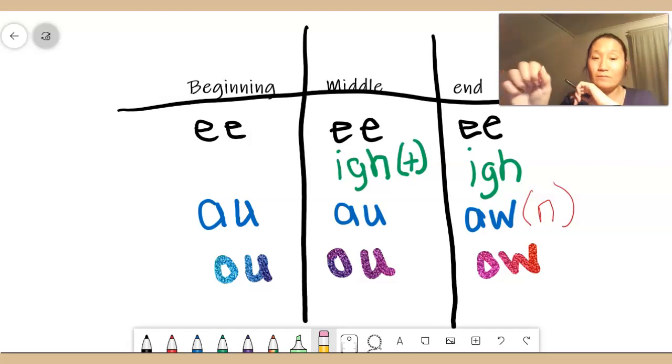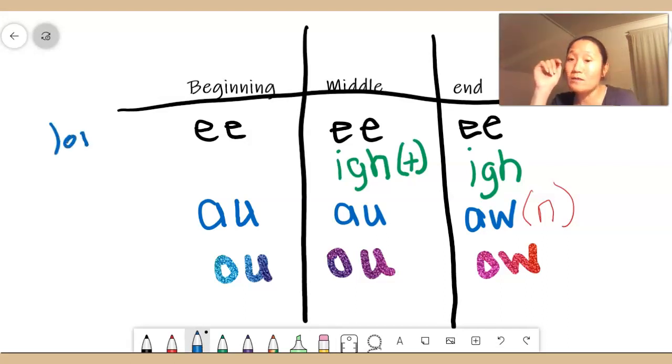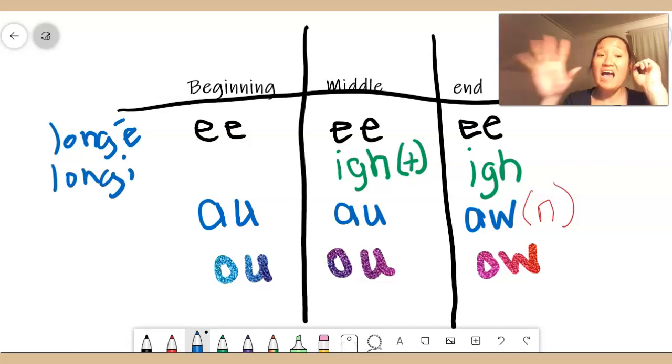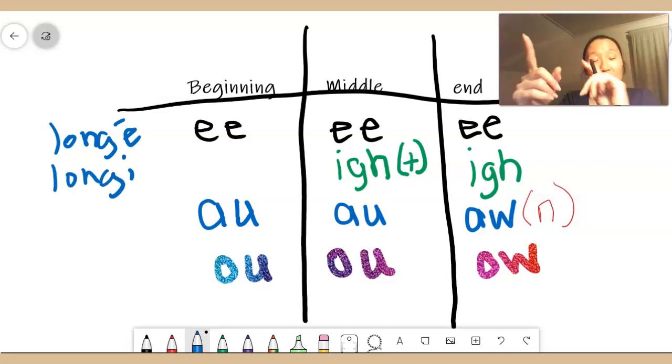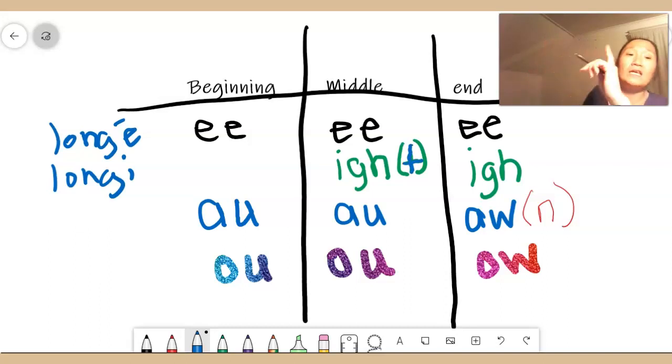Does not matter. IGH will always say I. So this one will always be a long E sound. This will be a long I sound. Now, sometimes this IGH, that I sound, can have a T following it, putting the I sound in the middle of the word, but it always is followed by a T. Okay? So let's take a look at that one.